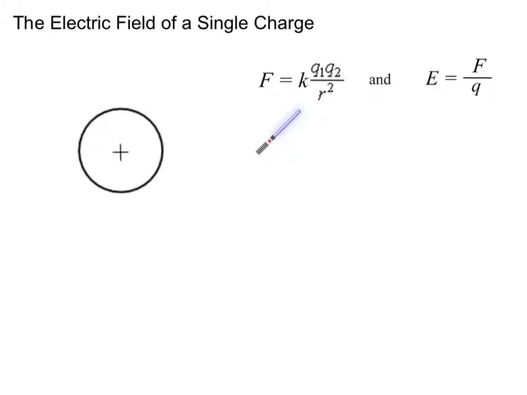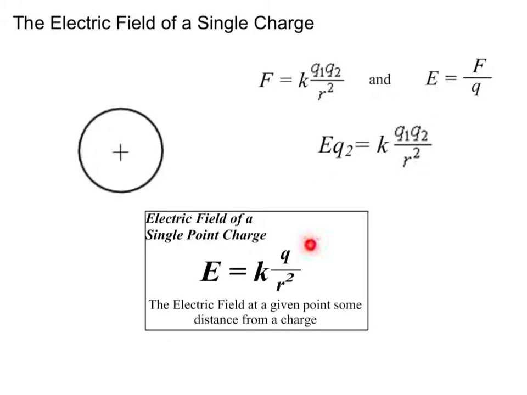But we do know that Coulomb's law tells us something about what the force on that test charge would be, and we know that E equals F over Q tells us something about what that force on that test charge would be. So we can solve for the force and set these two equal to each other, giving us this right here. In this, we have made the non-existent test charge Q2. From this, we can see how Q2 will cancel out and result in our equation here for the electric field of a single point charge.